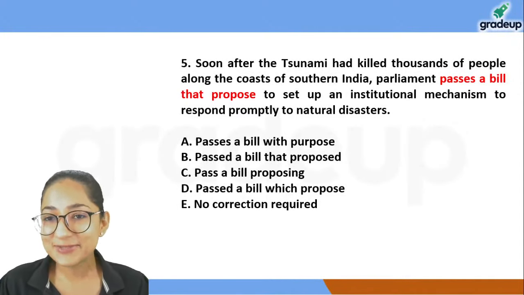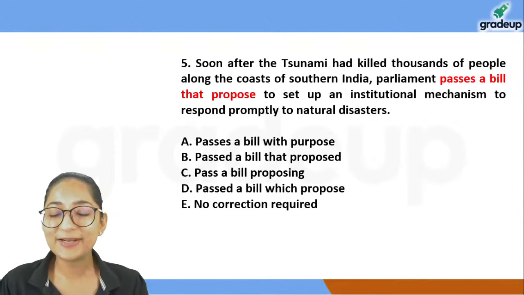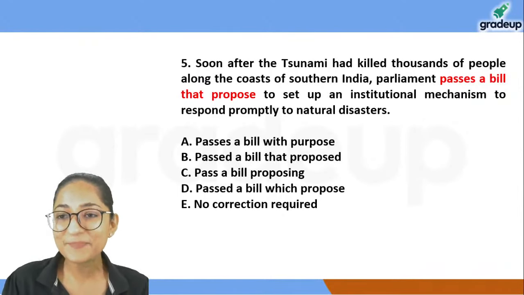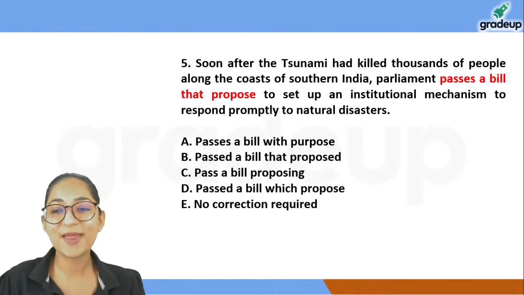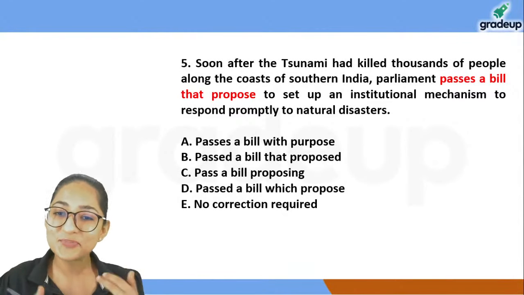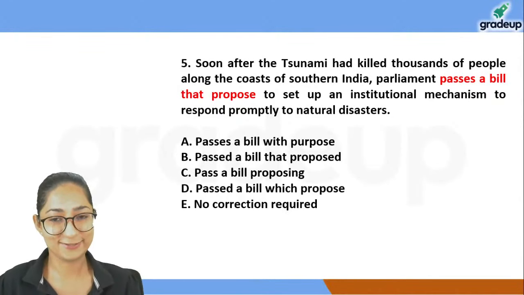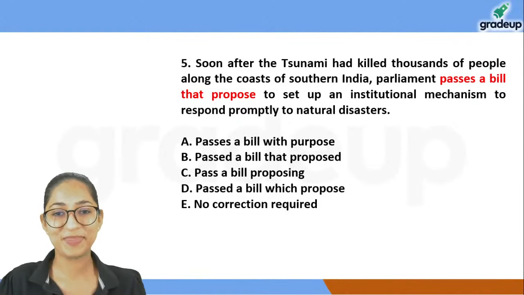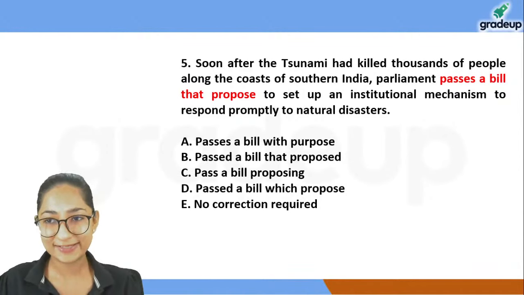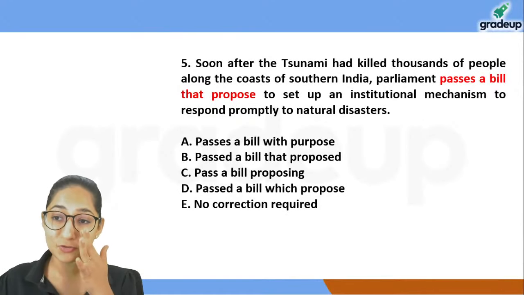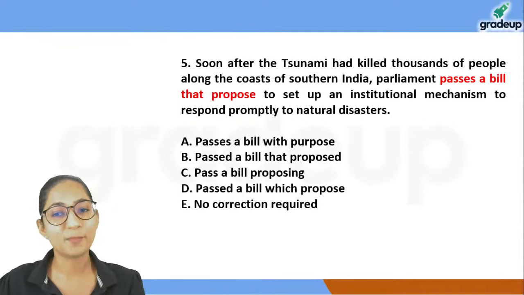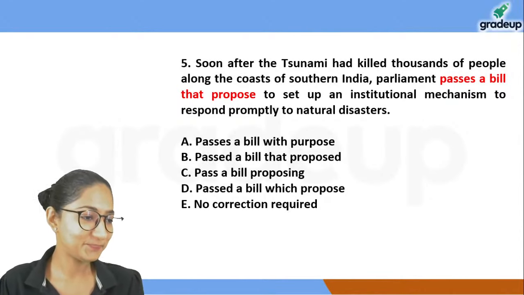Soon after the tsunami had killed thousands of people along coasts of southern India, Parliament passes a bill that proposed to set up an institutional mechanism to respond promptly to natural disasters. What would you say to this? Soon after the tsunami had killed thousands of people along the coast of southern India, Parliament passes a bill that proposed to set up an institutional mechanism to respond promptly to natural disasters.